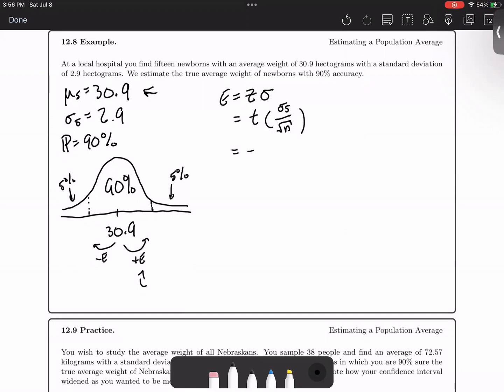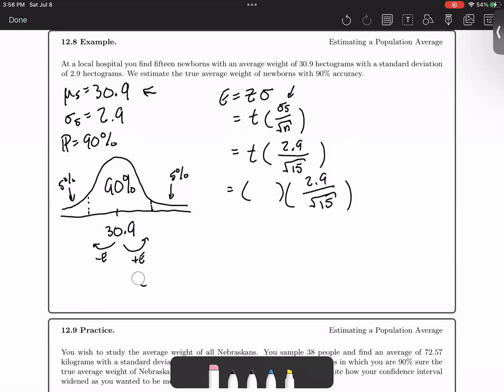So let's worry about the t-score here in a minute, because we already know our sample standard deviation. That was 2.9. We also know how many newborns we're taking an average of. We took an average of 15 newborns. Okay. Now this t-score. So just like we did with proportions, we're going to look at the picture, and that is going to tell us what t-score we need.